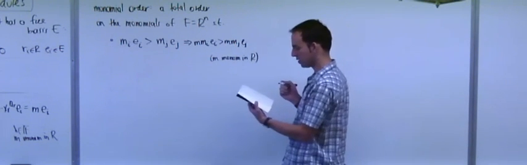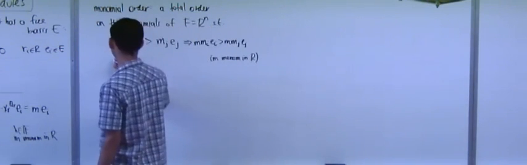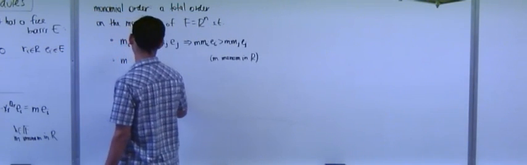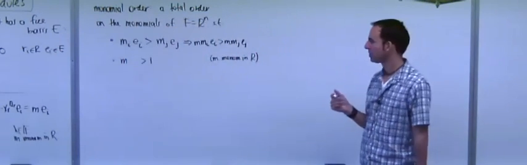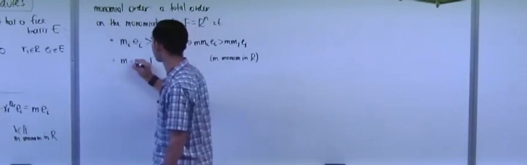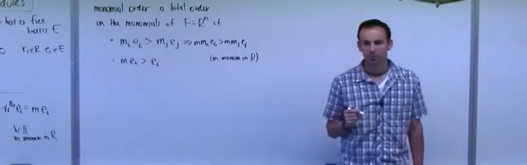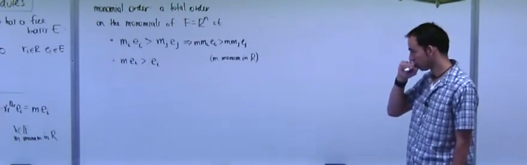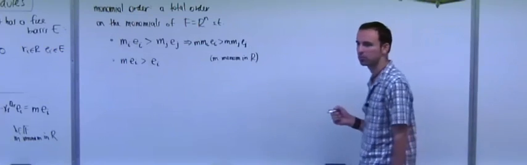And the other thing is, remember before we had that M should be greater than 1. And now, well, that doesn't make sense because these are not monomials in F. But what are monomials in F are things like this. And I think what makes sense is to demand that MEI should be greater than 1 times EI. And so these are going to be the two conditions for a monomial order.